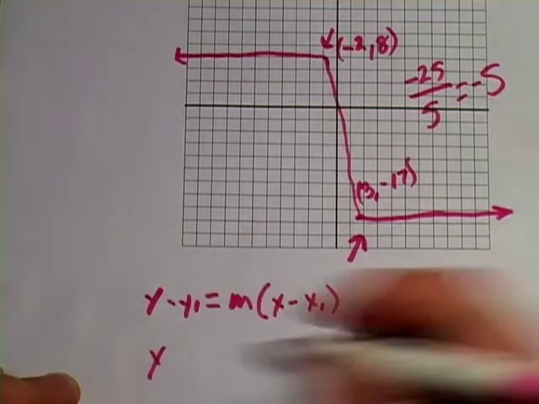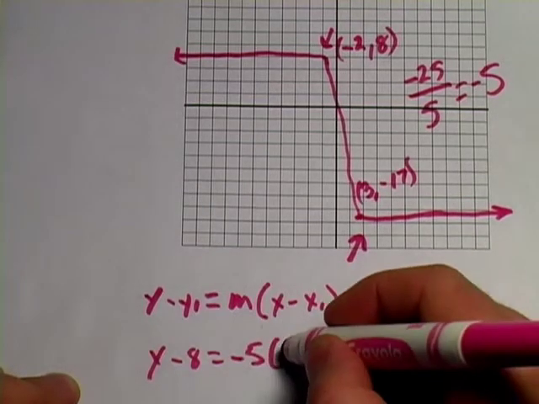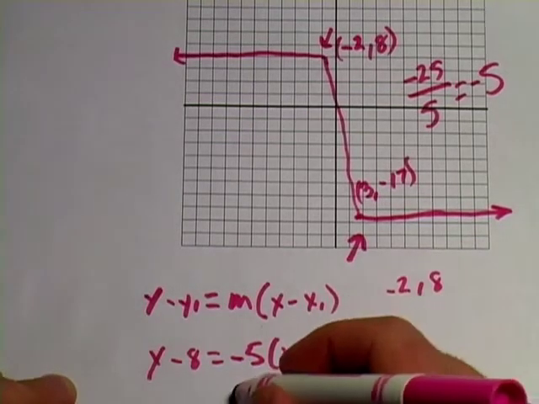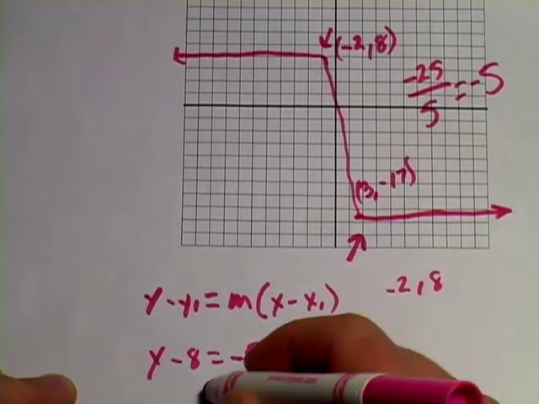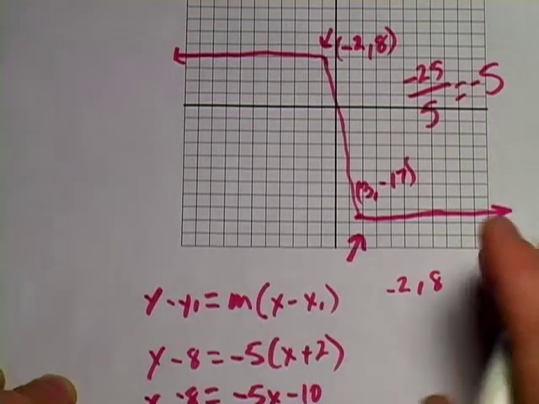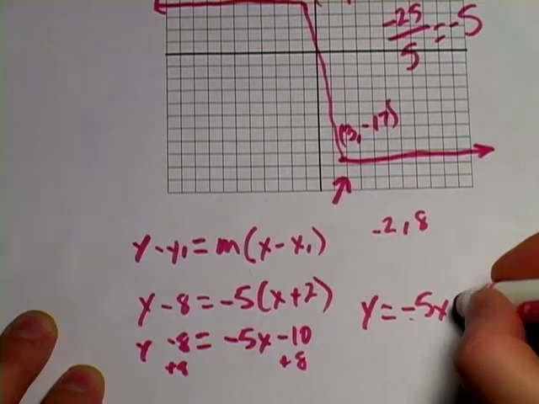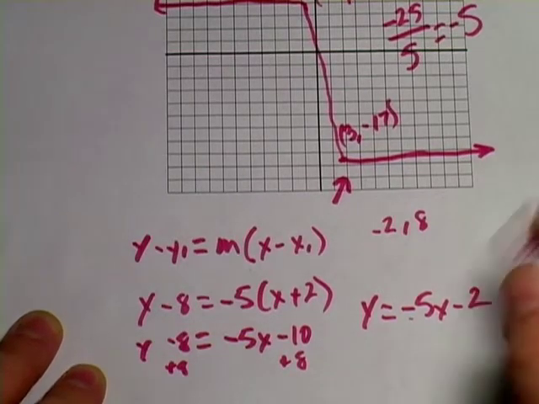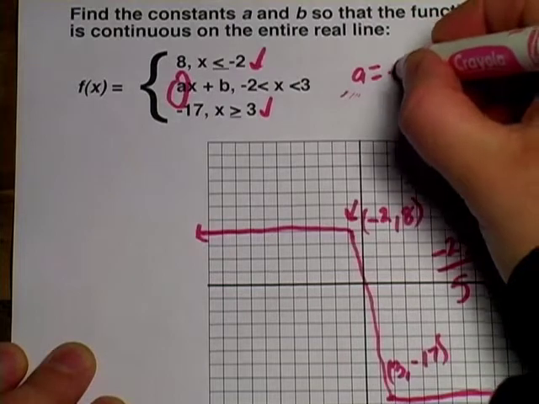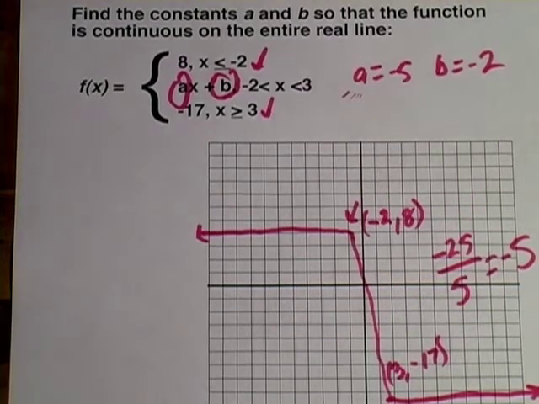So y minus 8 equals the slope, which is negative 5, times x minus a negative 2, so that's plus 2. And then we do the algebra here, so that's negative 5x minus 10 equals y minus 8. We add 8 to each side, and we get y equals negative 5x minus 2. So when we go back to our original formula up here, this a, that's our negative 5, and b, that's our negative 2, and that is our answer.